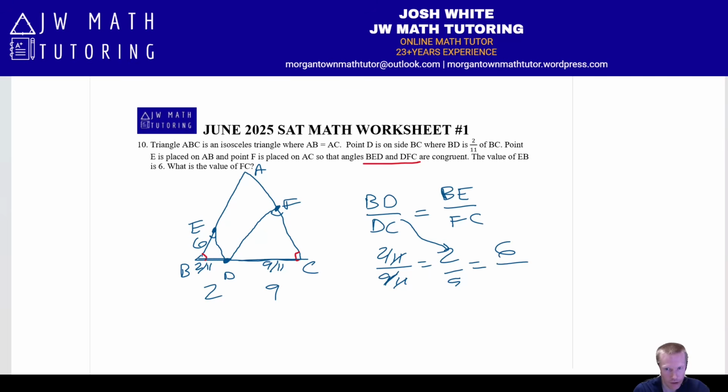And then BE is going to be 6. FC is the unknown. Now you can just cross multiply to solve this, or you could just notice it's just times 3. So x is going to be 27. But if you cross multiply, you get 2x equals 54, x equals 27. So that's the correct answer right here.